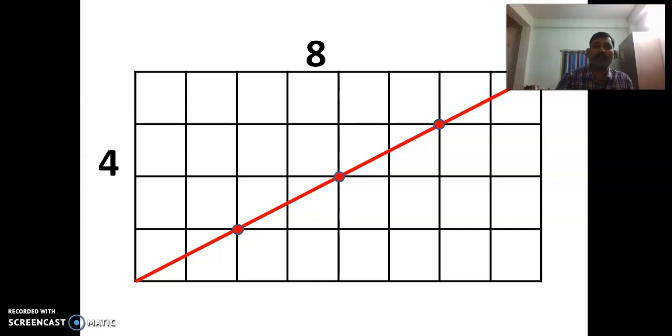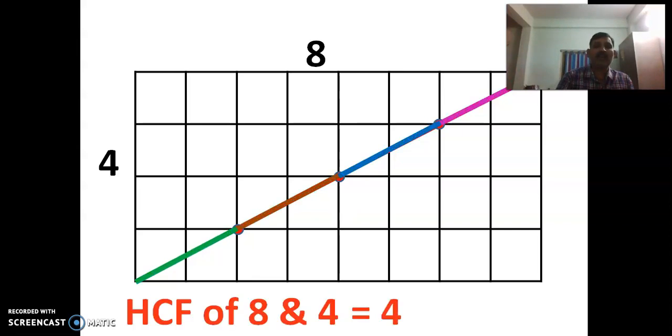Just count the number of corners through which the diagonal is passing. In this particular example, it is passing through 3 corners. So for that you add 1. 3 plus 1 is 4. That's how we can say that HCF of 8 and 4 is 4. Right? That's how we can observe this.